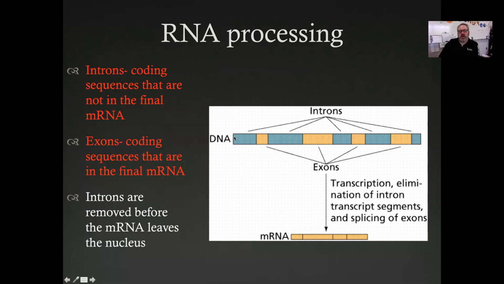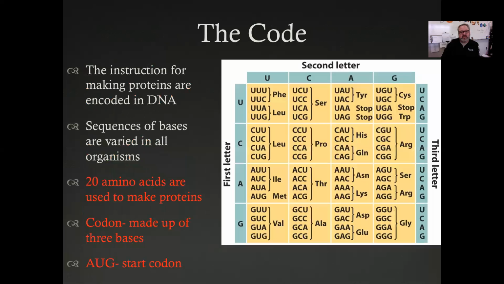There are also what are called introns. Those are the non-coding sequences. They aren't in the final mRNA strand. The exons are coding sequences that are in the mRNA strand. So you can see the introns and the exons here. Introns, they don't get used. The exons, they do get used. The introns get removed before the mRNA leaves the nucleus.